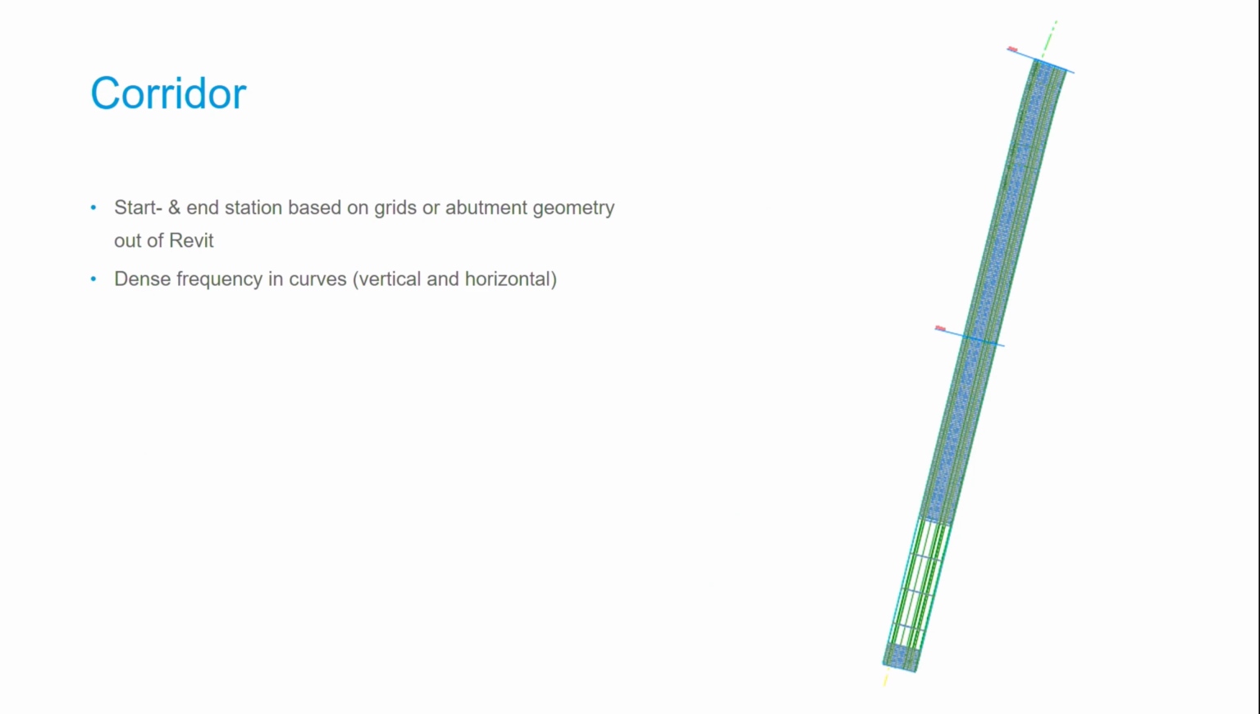This is the corridor model of that deck, of that superstructure assembly I've just shown. What you have to keep in mind is the denser your frequency in the sections, the more accurate your model will become.